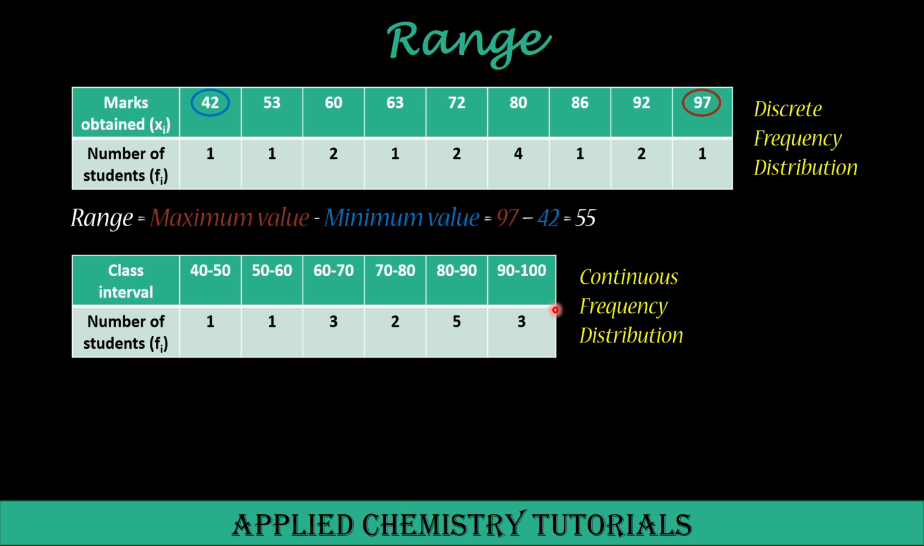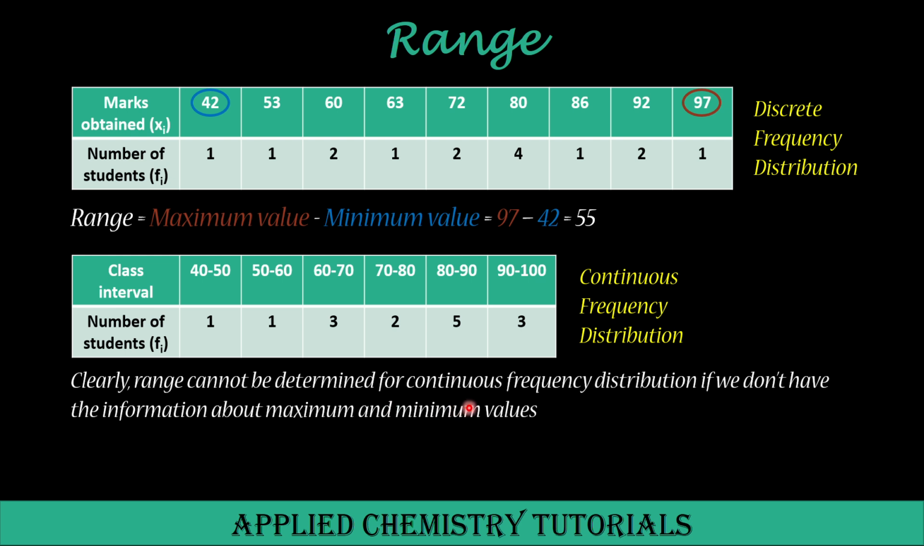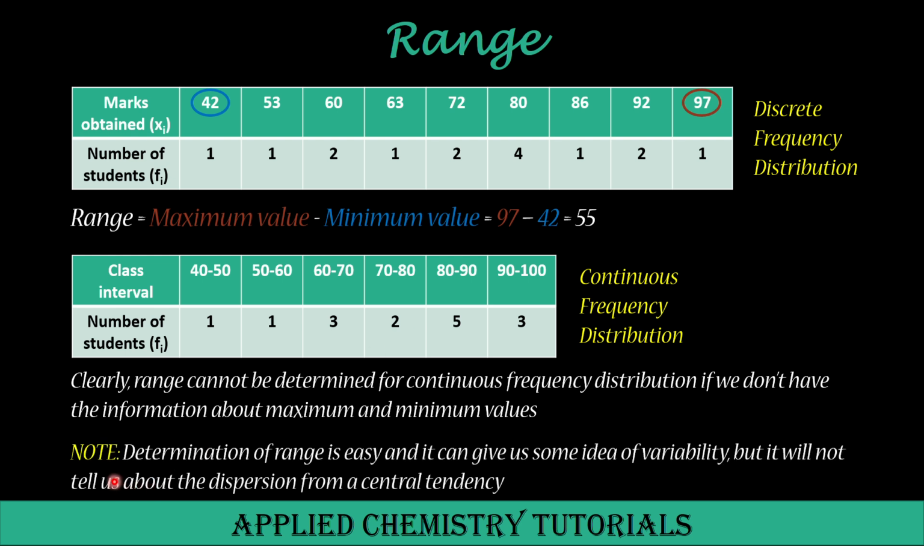Similarly, for continuous frequency distribution, we have a similar tabular format where instead of marks obtained, we have a class interval. Clearly, we do not have the maximum or minimum values mentioned in this table, so we cannot directly measure the range from this type of tabular format. It is to be noted that determination of range is easy and it can give us some idea of variability, but it will not tell us about the dispersion from a central tendency.